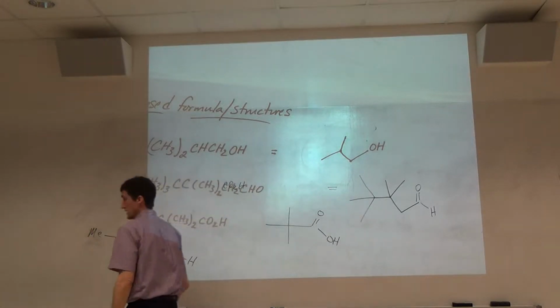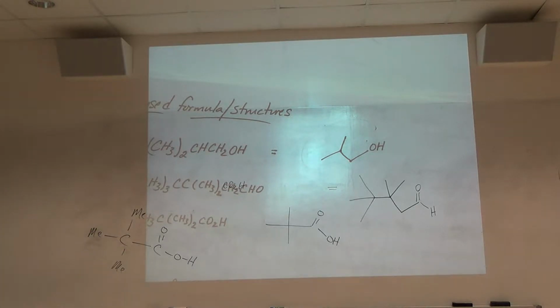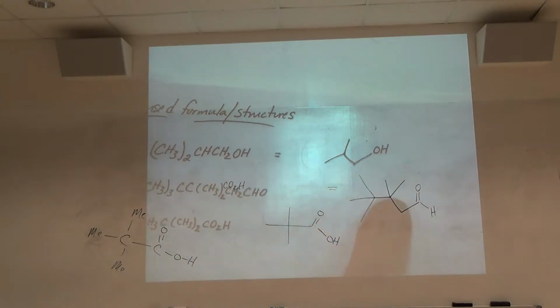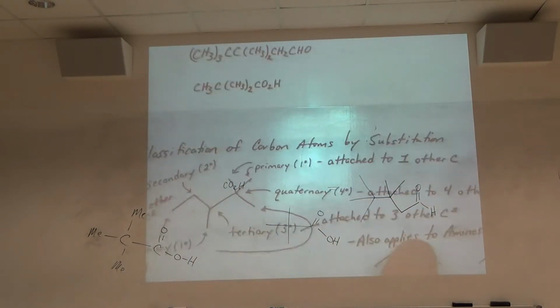Okay? So you'll see lots of condensed structures. You'll see structures in a variety of ways, partially condensed, fully condensed, all the way down to just pure formula, which would be CH, alphabetical. See, this gives you some information. It's not full line bond. Okay.